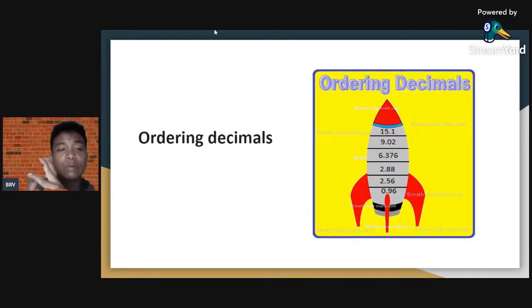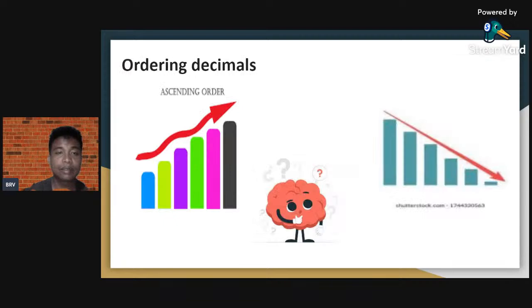So how to order decimals. When we compare decimals, we compare the digits, and it is still the same in ordering decimals. We have two ways of ordering decimals: ascending, which means from lowest to highest, and descending order, from highest to lowest.